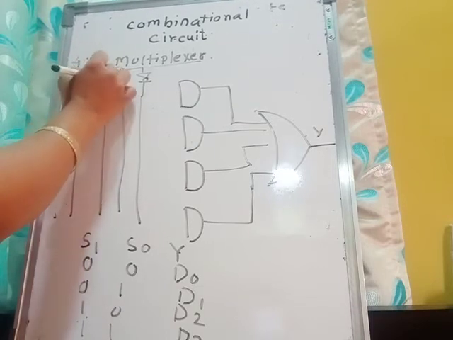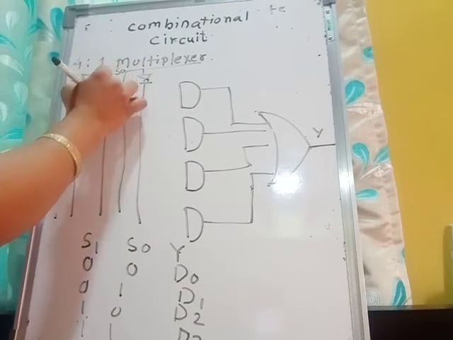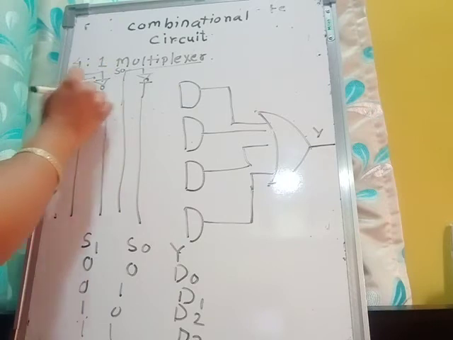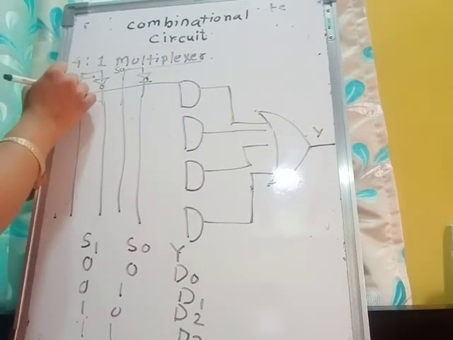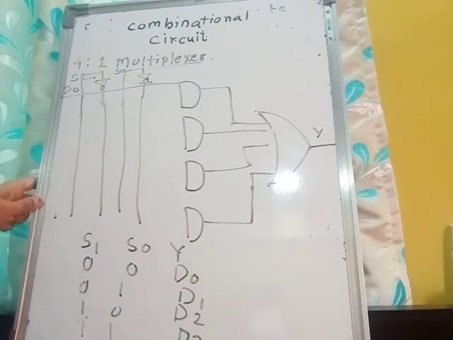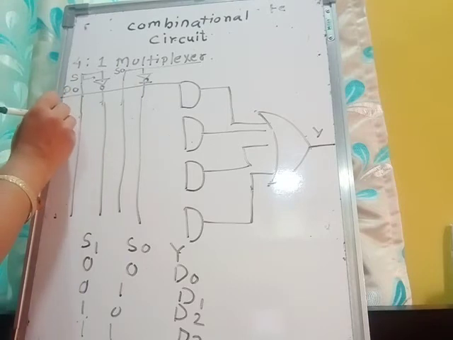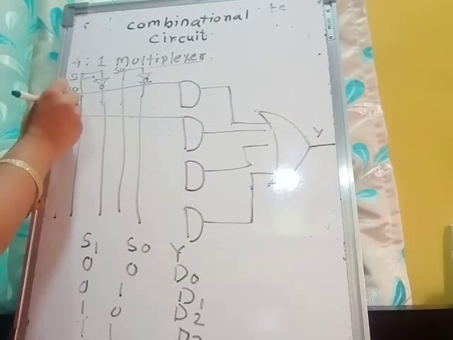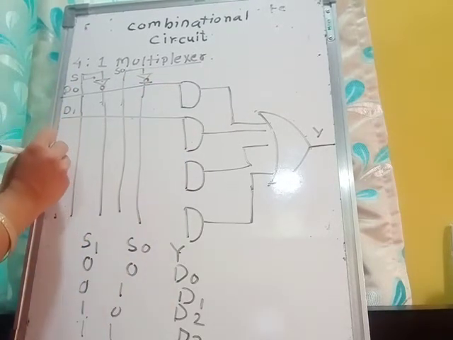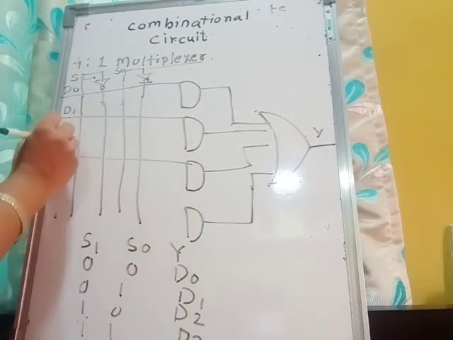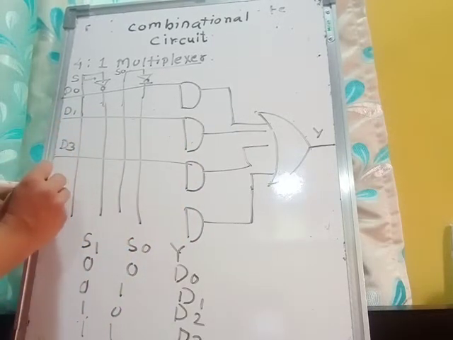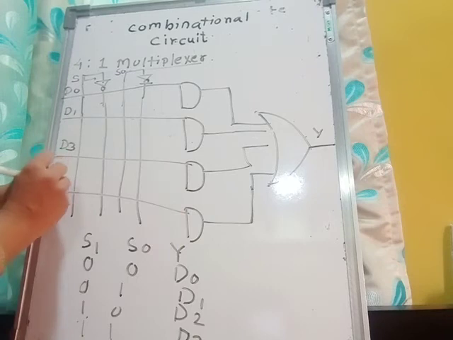It's a little bit up. There is a common line which is known as D0. For each and every gate, draw one common line. This is D1. Then this is D3 and this is D4.